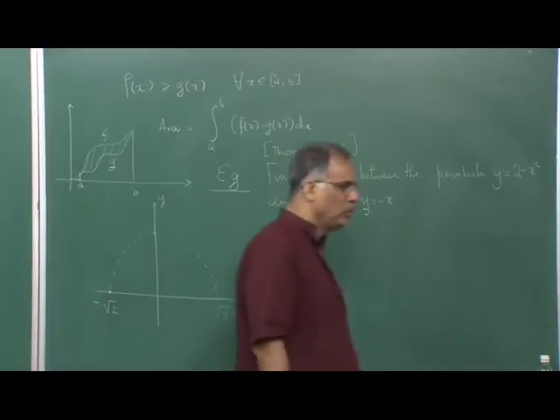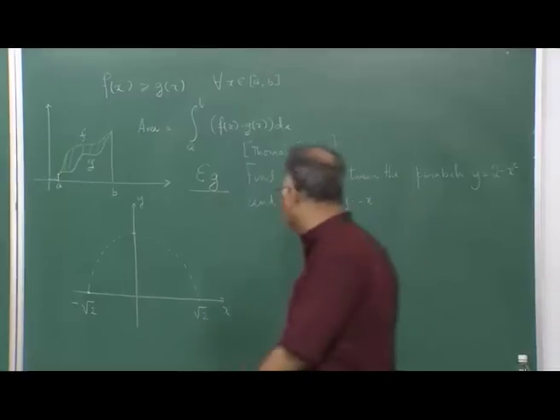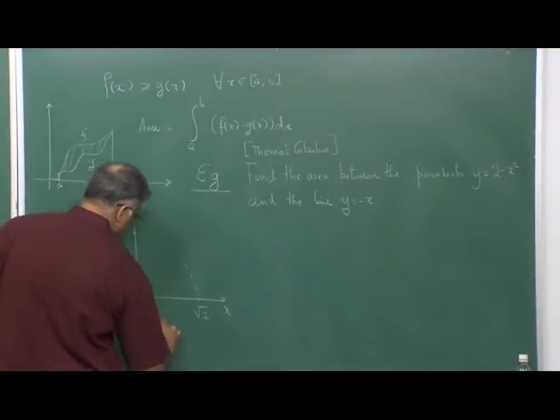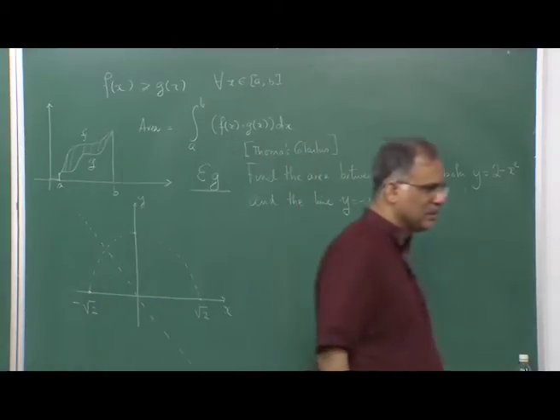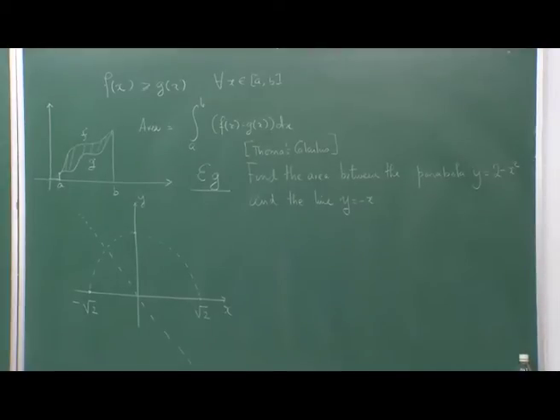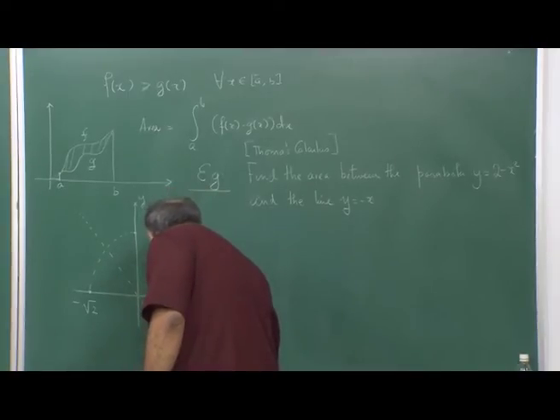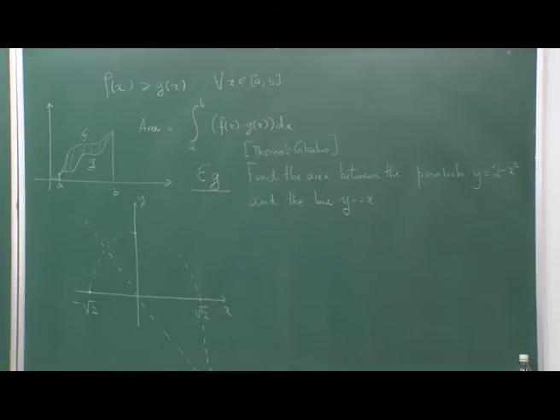Now, I need to know at which points this curve is intersecting the line y equal to minus x. So, y equal to minus x is the line, this, passing through 0. Where does it hit it? Where does it cut the parabola? It cuts the parabola somewhere here, right. So, what are those cases?